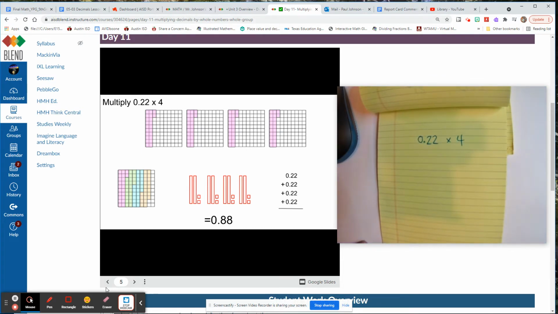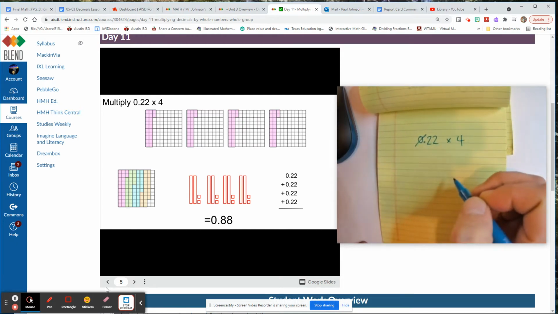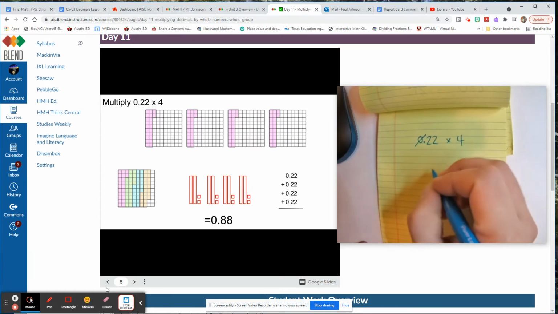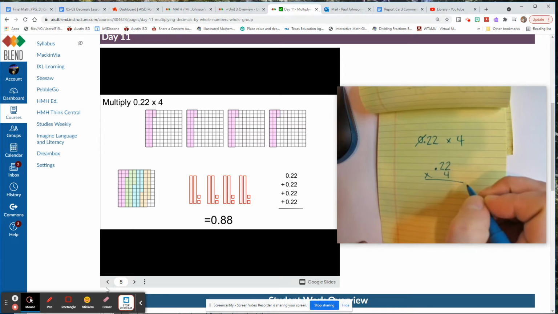The easiest way is just take care of that 0. Remember, that will not change the value of our answer if we put that in our problem or not. After that, just line it up like a multiplication problem. Larger amount of digits goes on top. All right, 22 hundredths is smaller than 4.